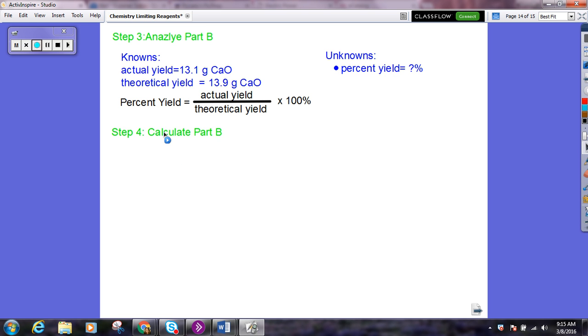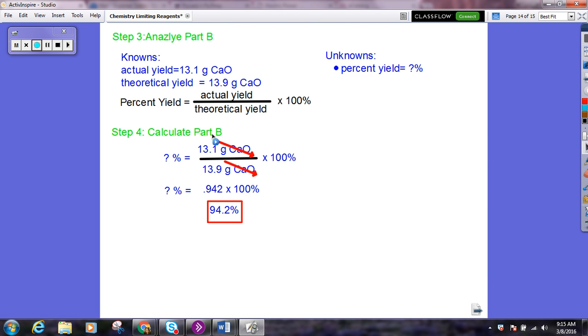So, time for calculations. Here's the big deal. We have the 13.1 grams over the 13.9, so our actual over our theoretical, all multiplied by 100. 13.1 divided by 13.9 is 0.942 times 100. That ends us up with 94.2%. This time I've kept all the numbers because we have 3 significant digits in our actual yield, 3 significant digits in our theoretical yield. So 3 is our magic number here.